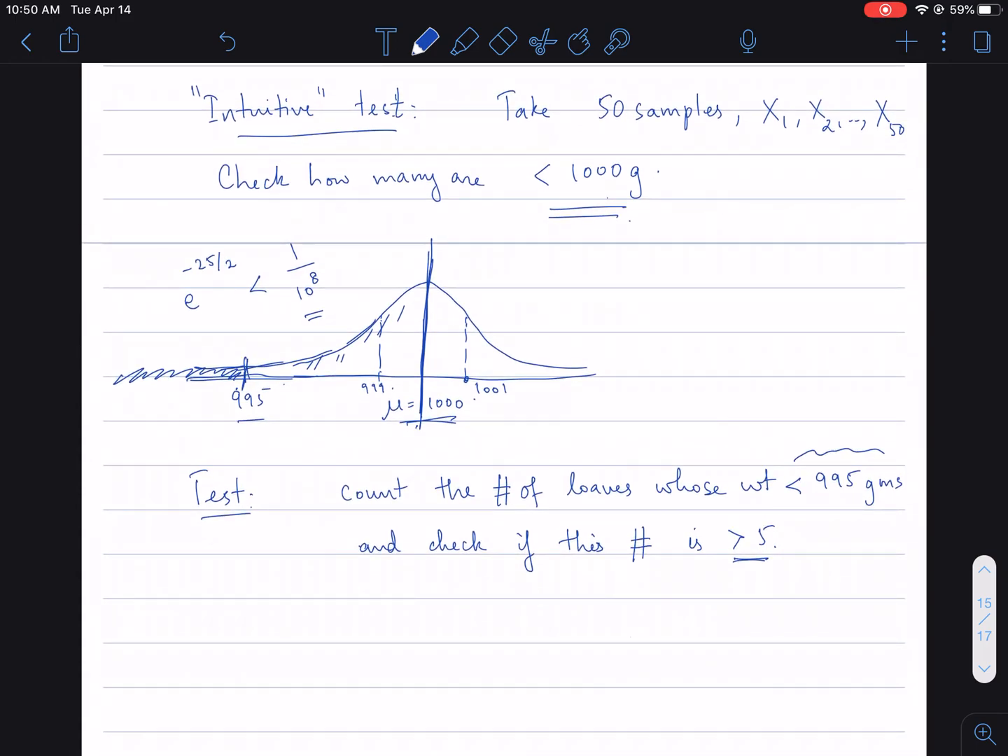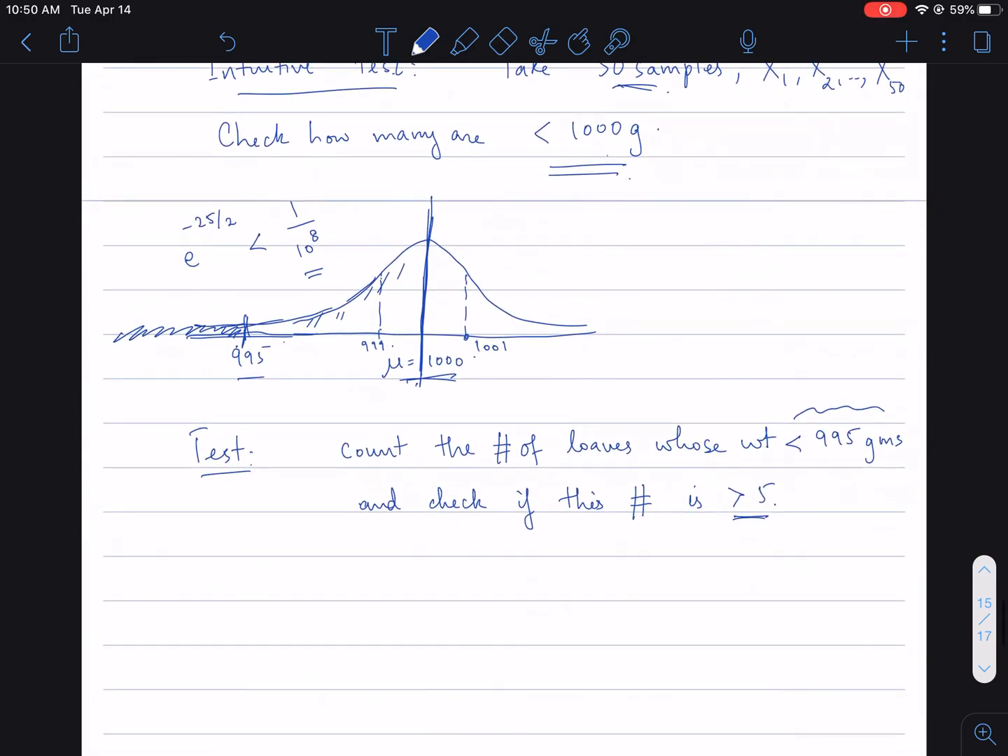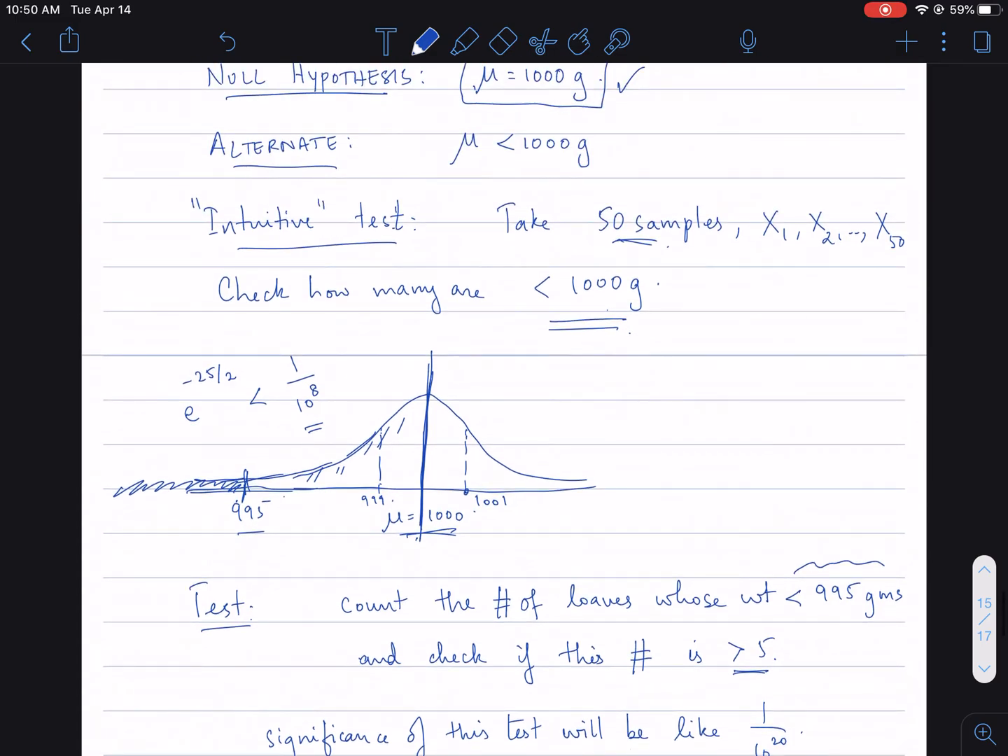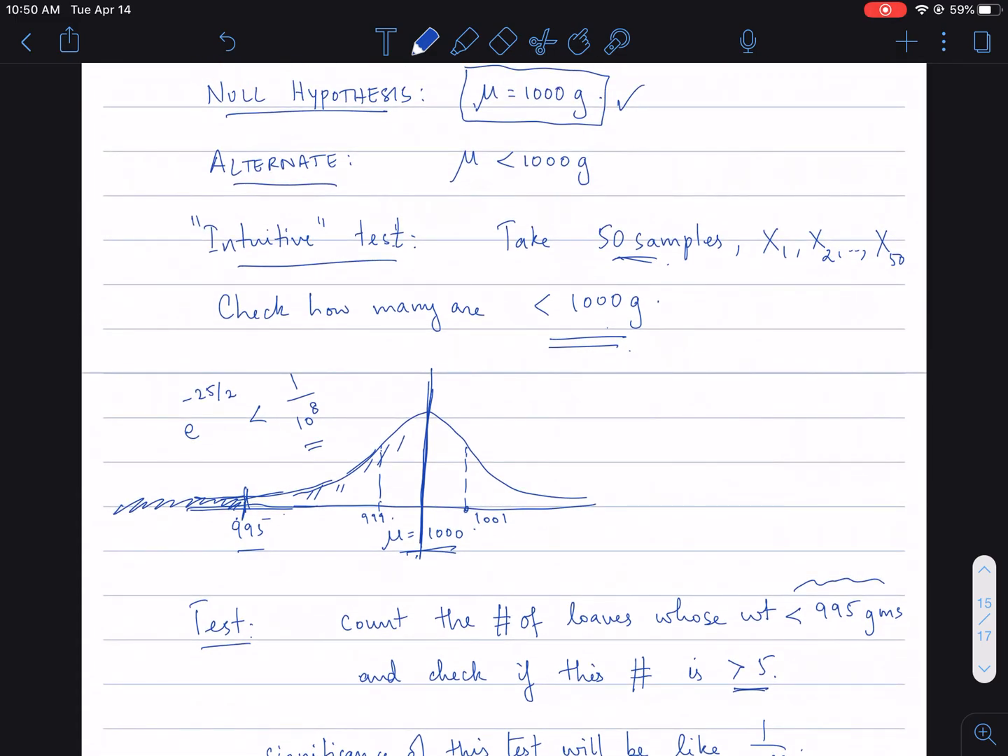And now what we are saying is that among 50 samples, what is the probability that you will observe 5 of these super unlikely events? That's extremely small. So in fact, the significance of this test will be very, very small. This test will be really tiny, like 1 by 10 to the 20 or something. So if the null hypothesis were actually true, you would, with extremely high probability, not reject the null hypothesis with this test.